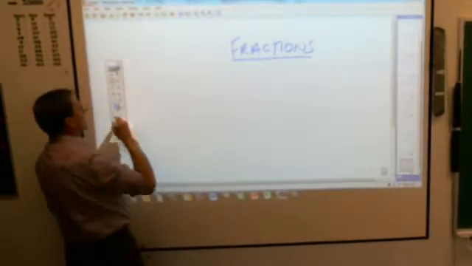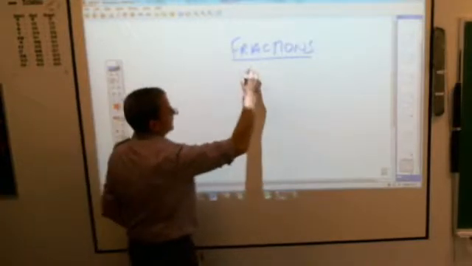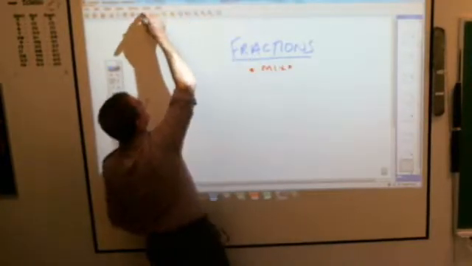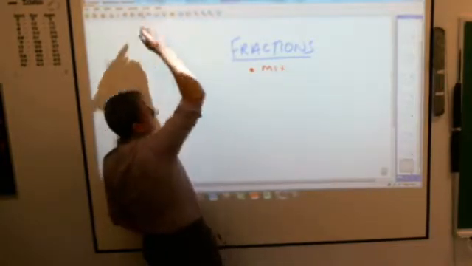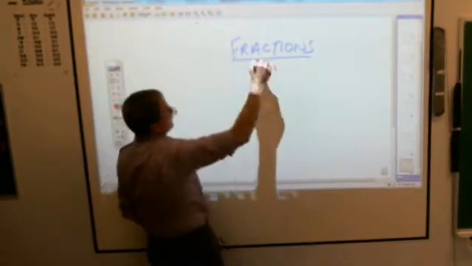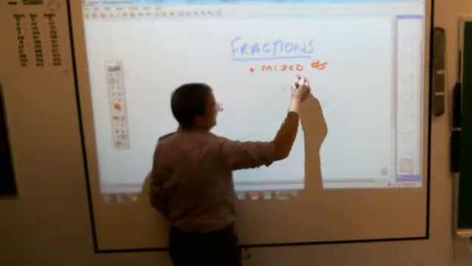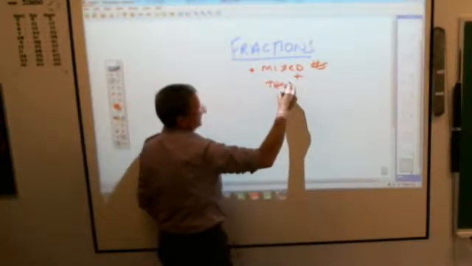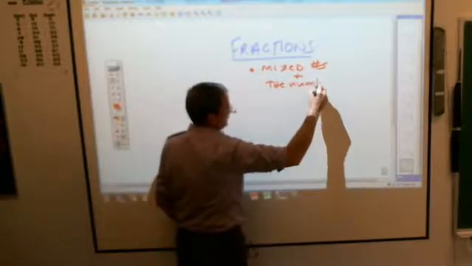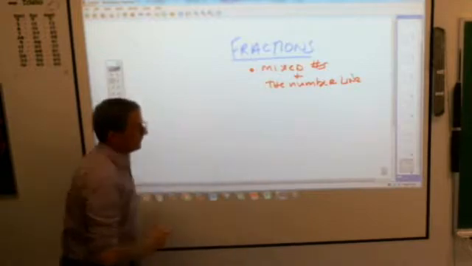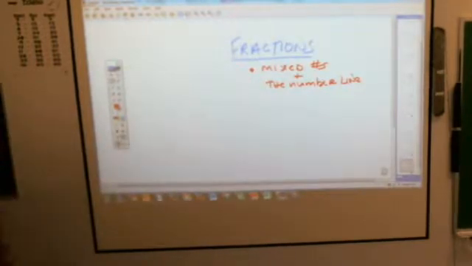Subheading, young fifth graders, is mixed numbers. Mixed numbers and the number line. Mixed numbers and the number line. We have to write that down.